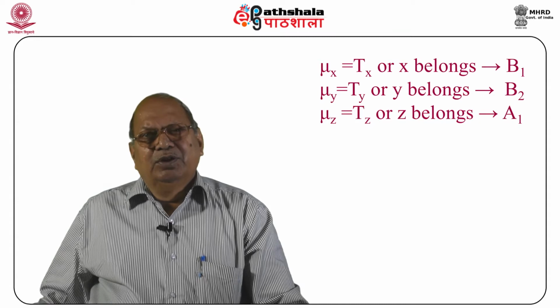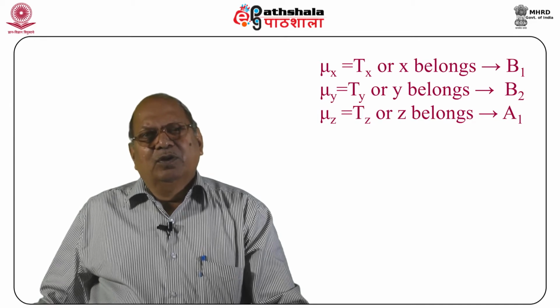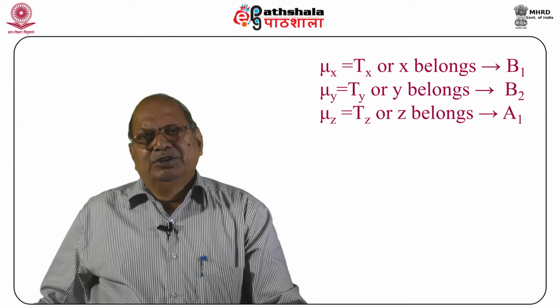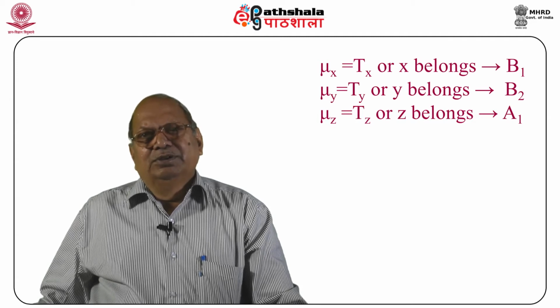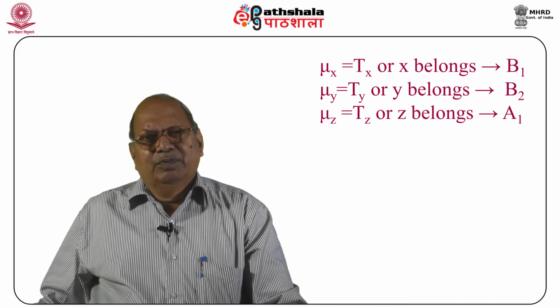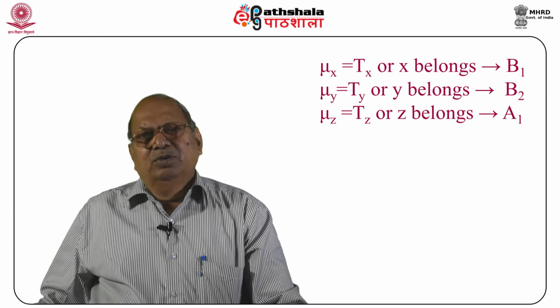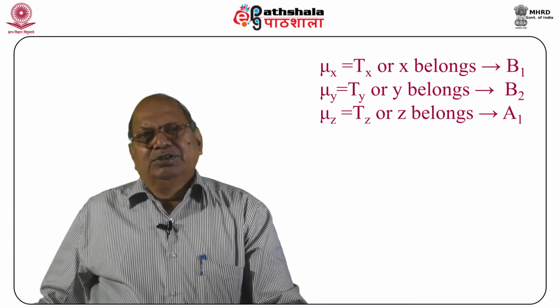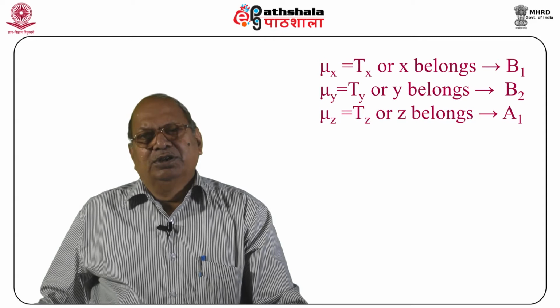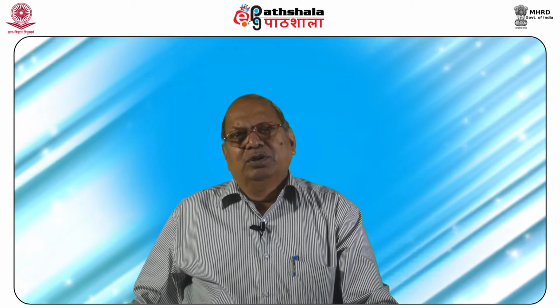Now, let us see the symmetry of mu x, which is equal to Tx or x, and belongs to B1 symmetry. Now for mu y, we look at Ty or y, which belongs to B2 symmetry. We see the column for x and y and then the column for the irreducible representation. Then Tz or z belongs to A1 symmetry. That is, in this case, mu x belongs to B1 symmetry, mu y belongs to B2 symmetry and mu z belongs to A1 symmetry. Now check the activity of the two A1 modes and the B2 mode.